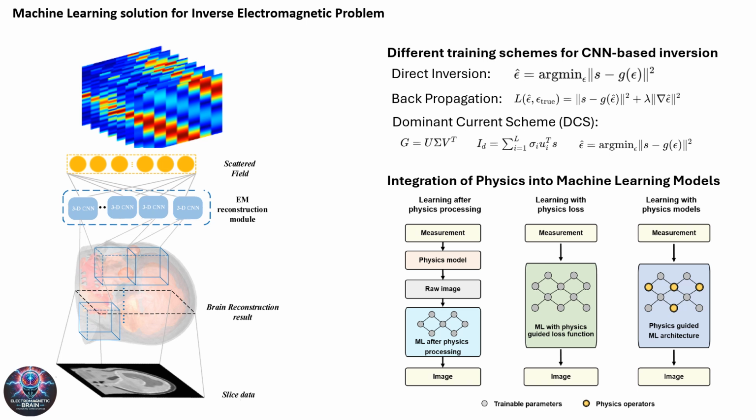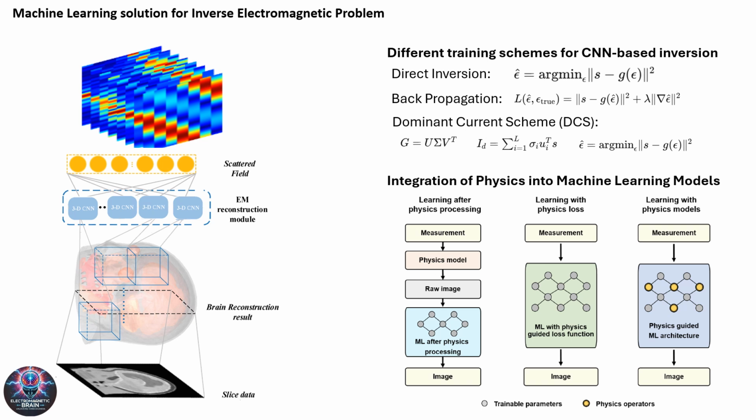Three, dominant current scheme, DCS. DCS emphasizes the dominant current contributions in the inversion process. The dominant current can be obtained by singular value decomposition, SVD, of the forward model matrix G. This approach allows for faster and more accurate computations.